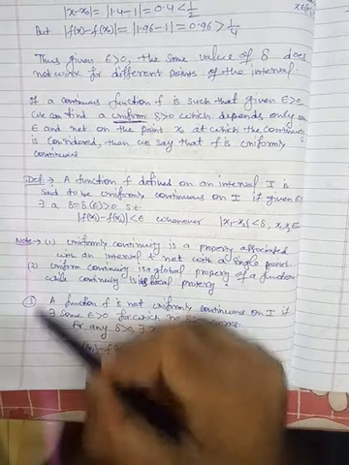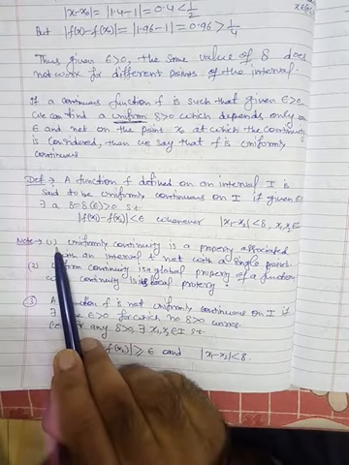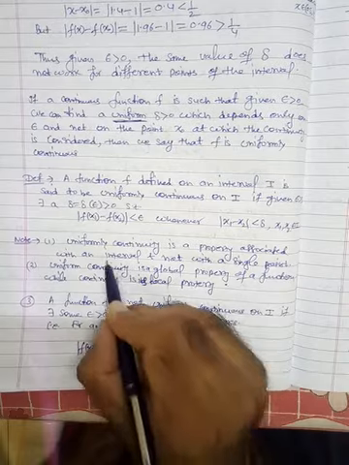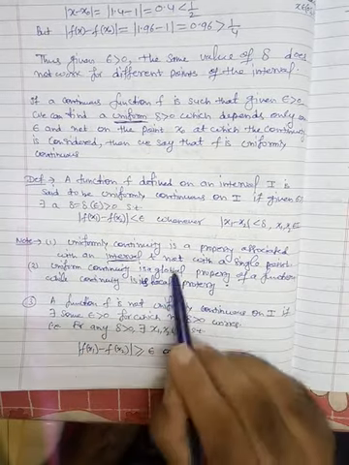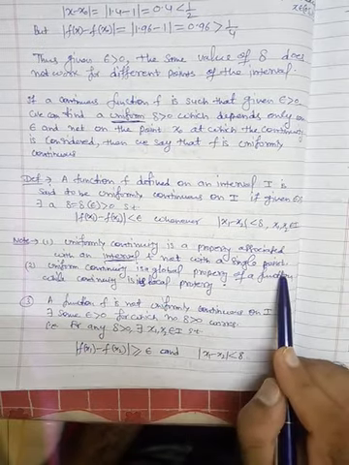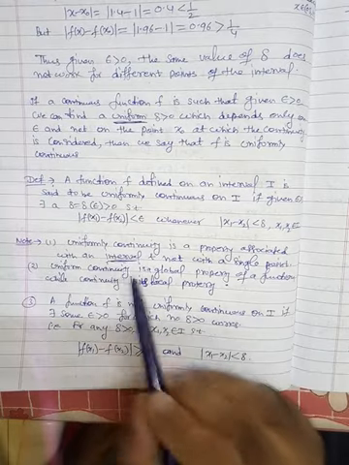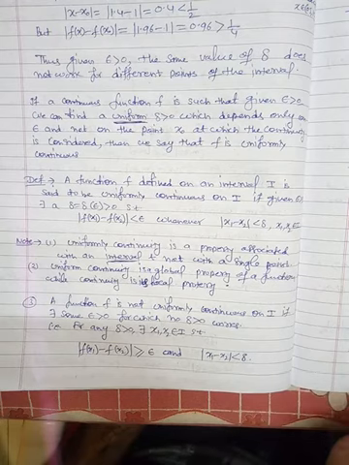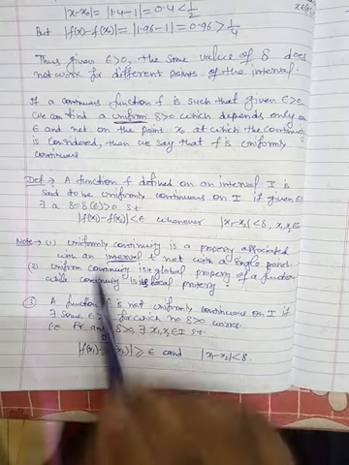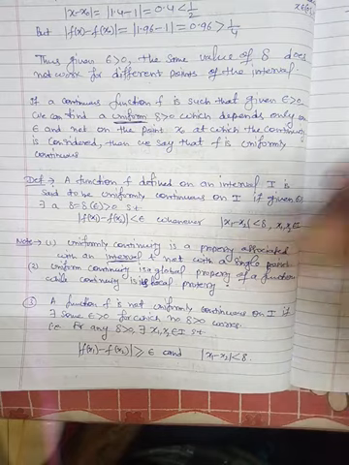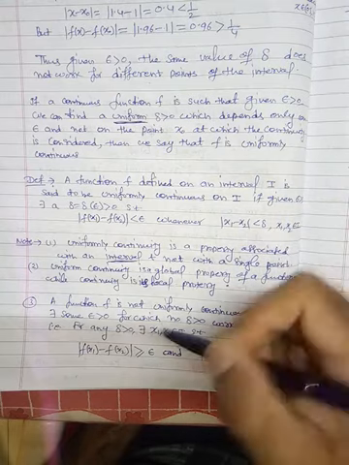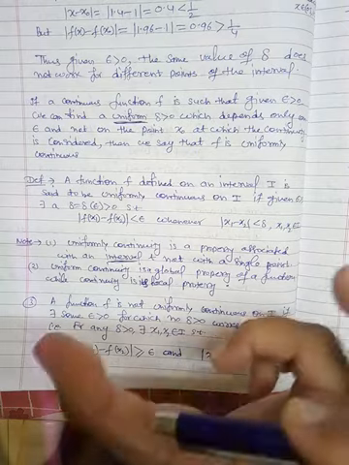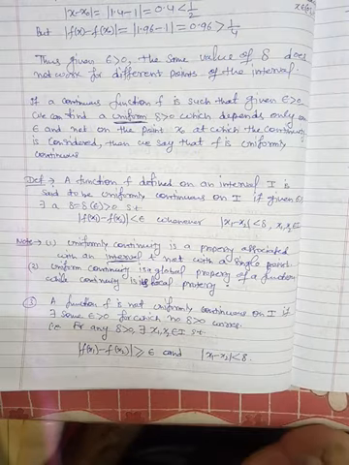Now we have three note points. Number one, uniform continuity is a property associated with an interval and not with a single point. यानी ये प्रॉपर्टी जो है वो एक इंटरवल के लिए है, ना कि किसी सिंगल पॉइंट के लिए. फर्स्ट इंपॉर्टेंट पॉइंट. However, continuity is associated with a single point. A function is continuous at a point. Uniform continuity means the function is uniformly continuous in an interval. Fine, this is the difference.